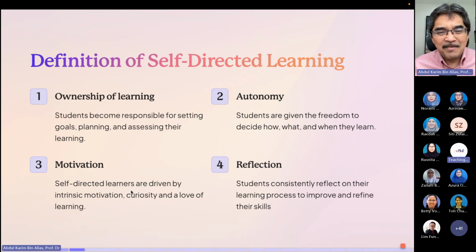Tapi ada juga pula on the other extreme, langsung tak ada apa. Dia pergi kelas itu je lah. Lepas tu tak ada lagi benda-benda lain untuk meningkatkan kefahaman pelajar dan sebagainya. So that's why we need to have some guideline of what would be the minimum. That's the reason why the SLT.